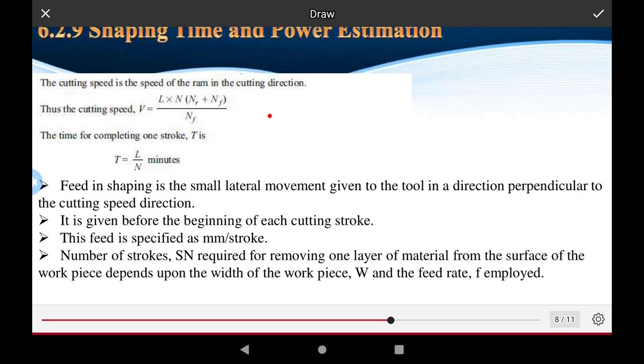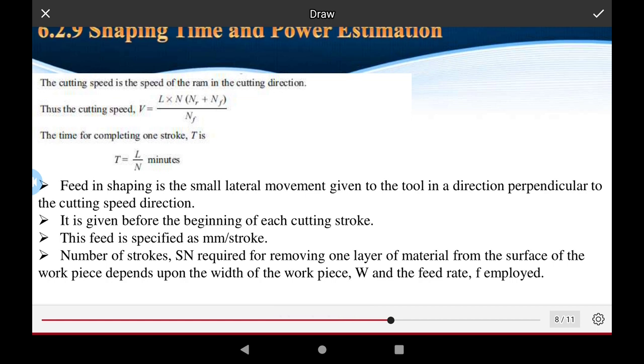N is also given as (NR plus NF) upon NF. This is the formula for the speed of the machines. The cutting speed V is L times N upon NR plus NF upon NF. This formula is given for the cutting speed of the machines.